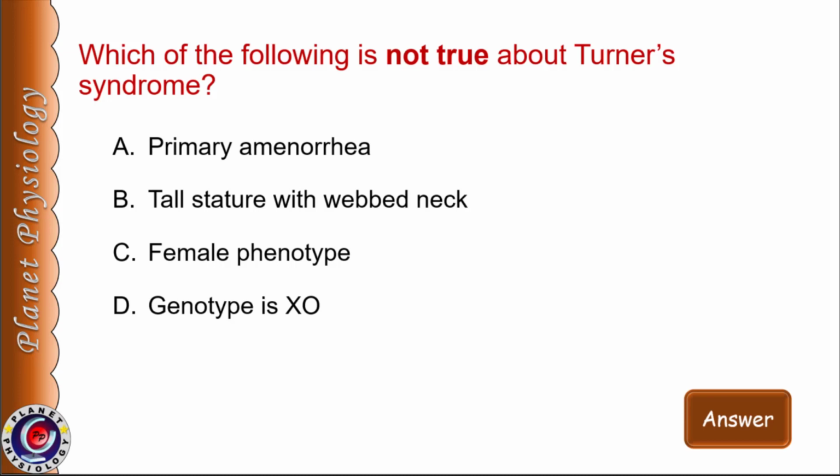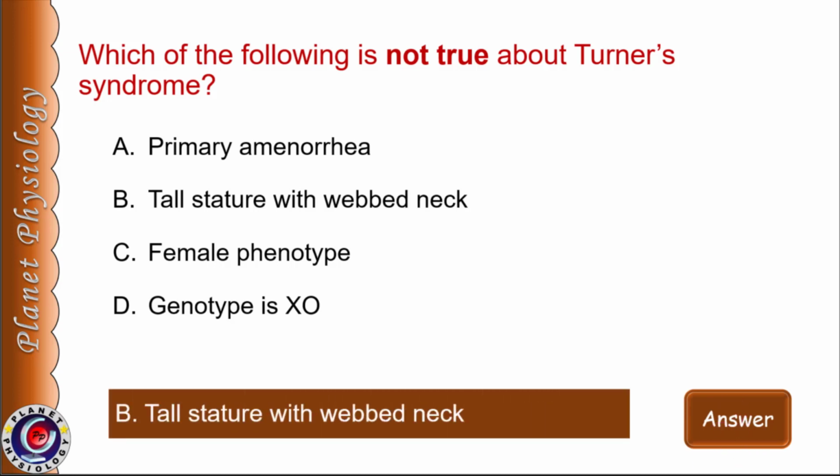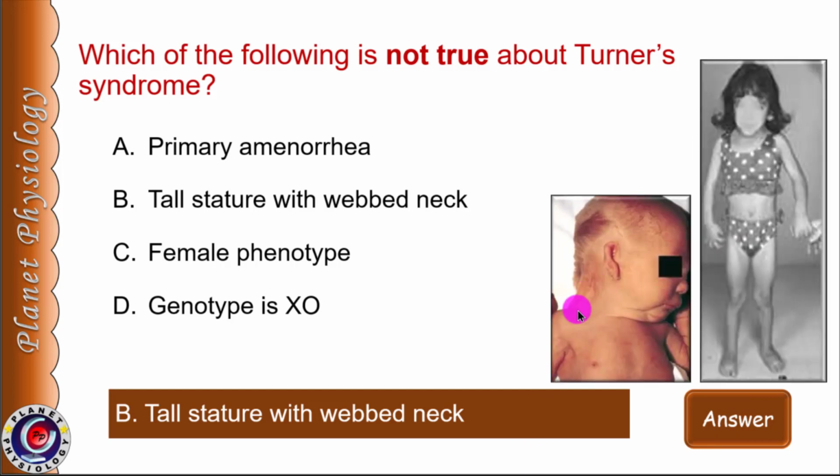Next question. Which of the following is not true about Turner's syndrome? A. Primary amenorrhea, B. Tall stature with webbed neck, C. Female phenotype and D. Genotype is XO. And the correct answer over here is option B, tall stature with webbed neck. Webbed neck is definitely the feature of Turner syndrome, but the person has short stature. Since the option B says tall stature, it is not the feature of Turner syndrome and hence the answer.